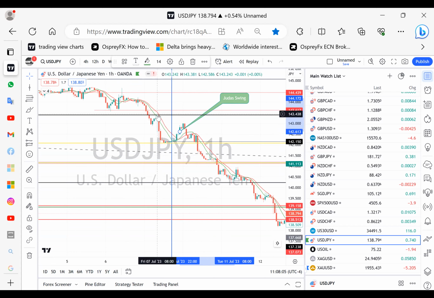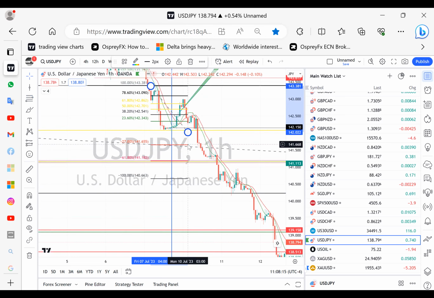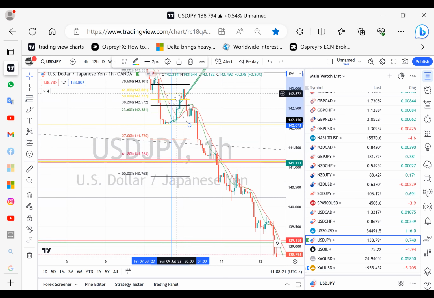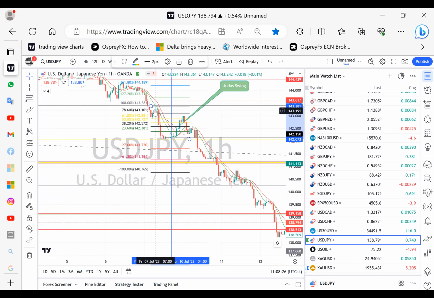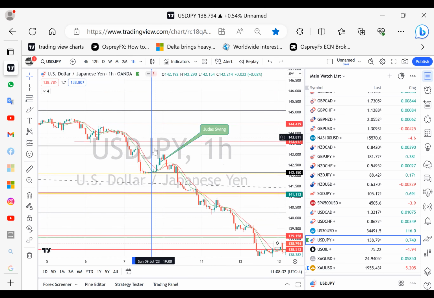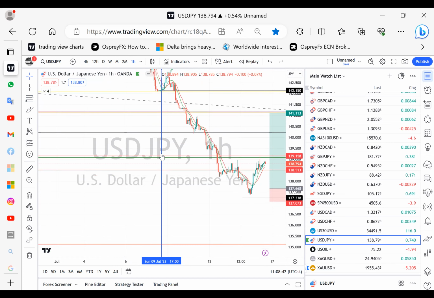Now, if you throw a fib from this high to this low, you're going to get close to an optimal trade entry. It's very important. One of the concepts that will be discussed this week. So on the 1 hour chart, you can see that pullback being close to a 78. It was a pullback that we expected.